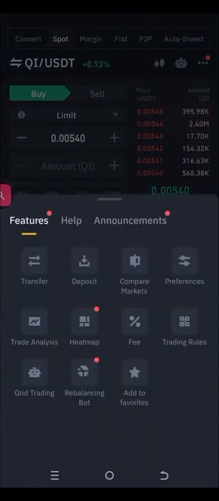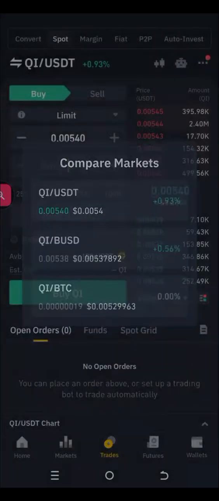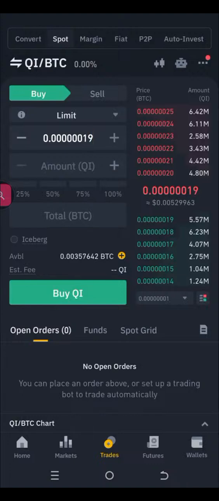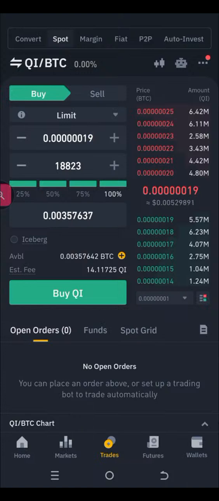Let's go back and try to see whether if we buy QIBTC, whether we will be able to make this. So let's go ahead and try it out. Don't forget, this is triangular arbitrage, right? So we buy and then we sell for profit on the other. So let's just go ahead and see how we can do this.